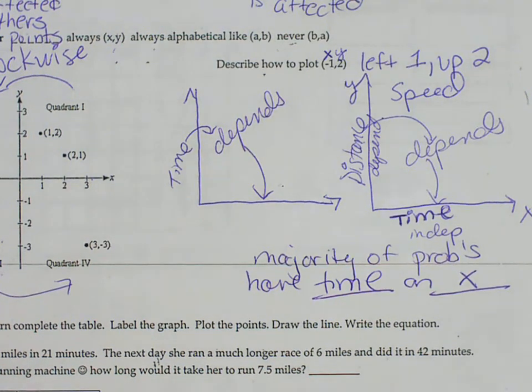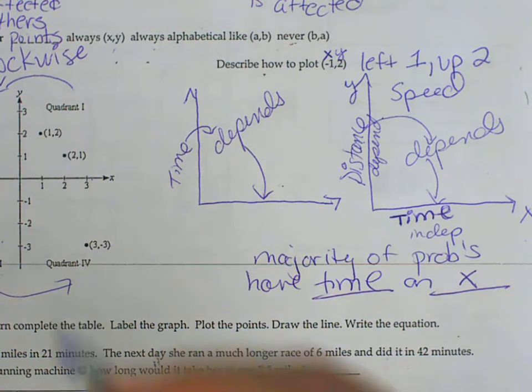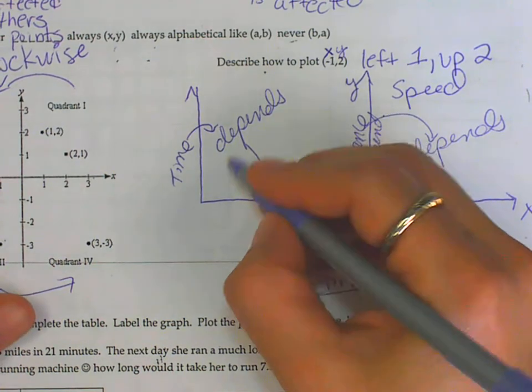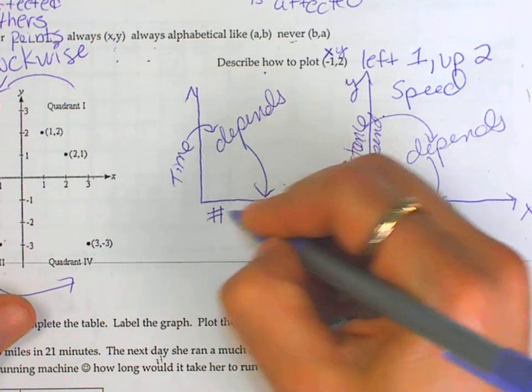So I asked myself, when can time depend on something else? How long I have to do something? What could that depend on? It could depend on the size of the job, maybe. It could depend on if you've committed a lot of crimes.